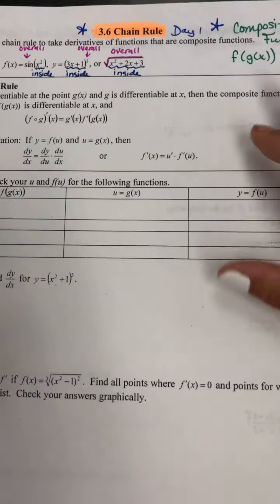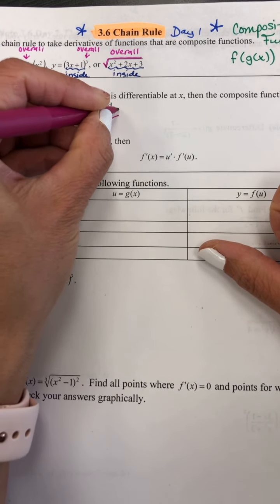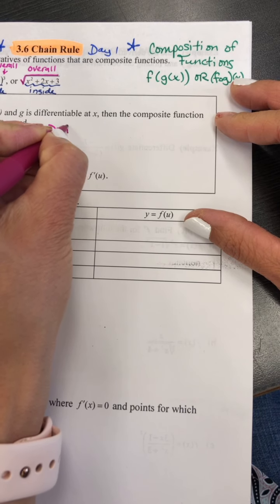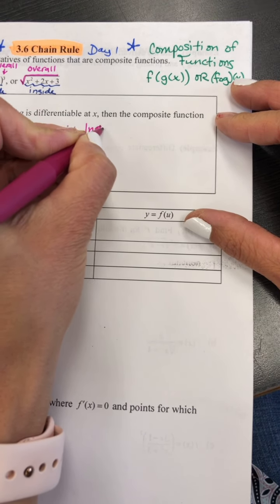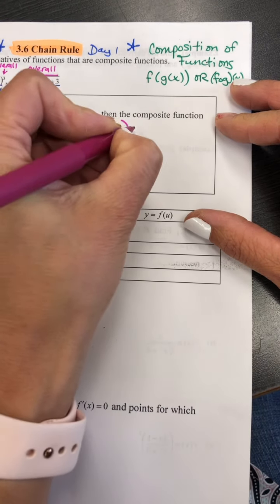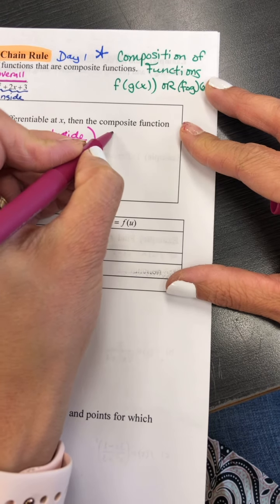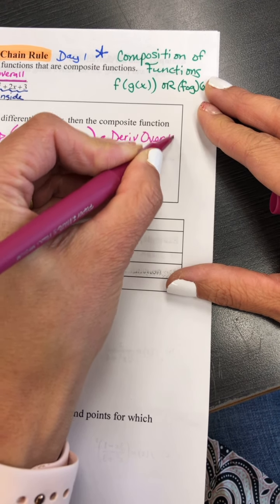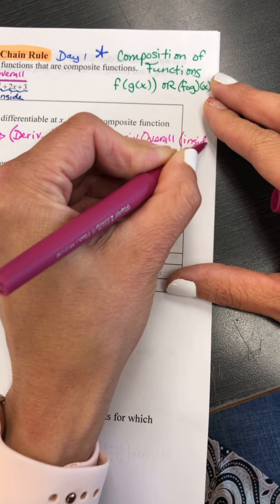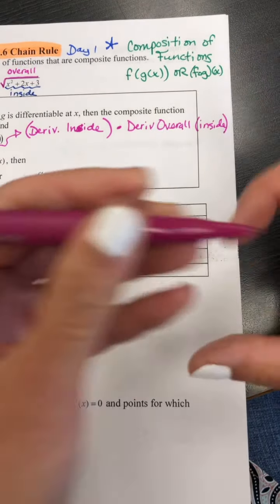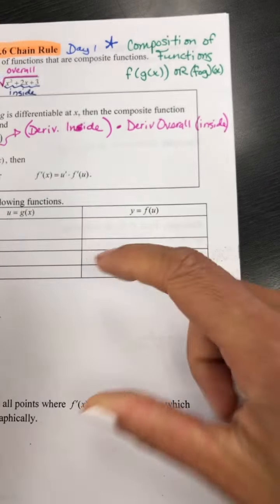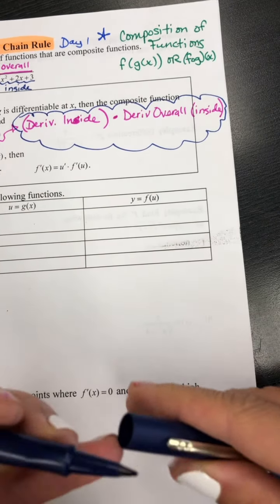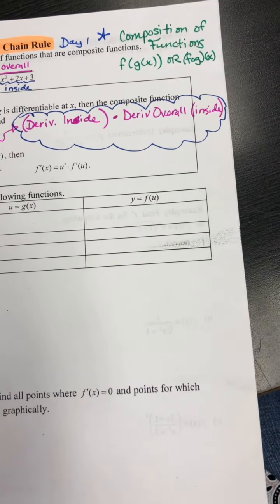So what does this mean, basically? This little piece is going to mean something. It basically means the derivative of the inside, times the derivative of the overall, times the inside. Okay, so that is what it means. Still confused? That's okay. It'll make sense for sure once we do a problem. We're going to start off with some easy ones, because why would we start off with the hard ones right off the bat?